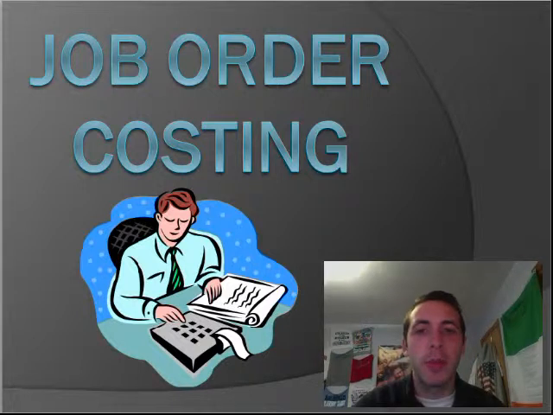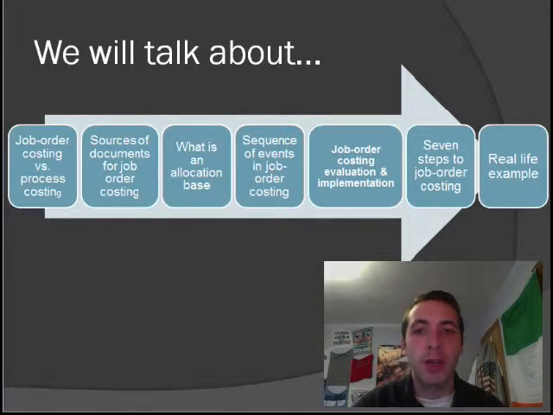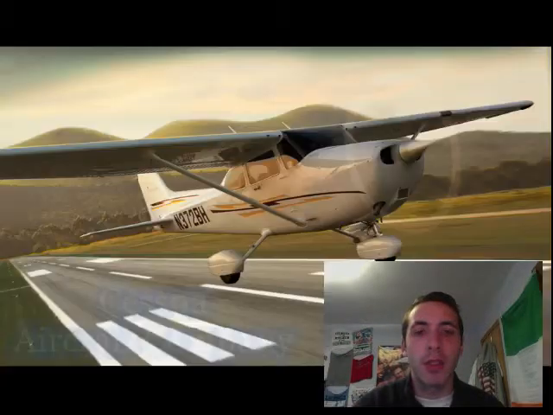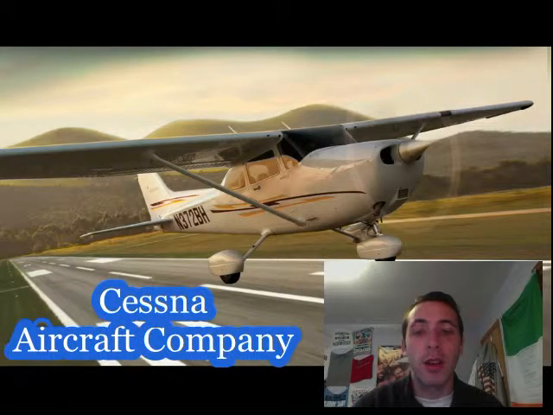Tonight we will be talking about job order costing. First, we will compare job order costing to process costing. Then we'll discuss the sources of documents for job order costing and what an allocation base is with a few examples. Next, we'll move on to the sequence of events that occur in job order costing, followed by the job order costing evaluation and implementation. Finally, we will go over the 7 steps to job order costing, finishing with a quick example of a company that uses job order costing in their everyday operations. That company is Cessna Aircraft Company.